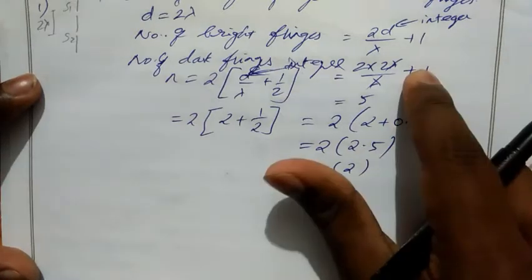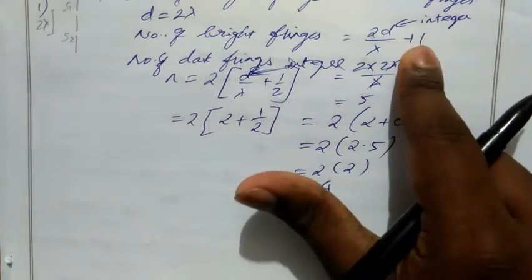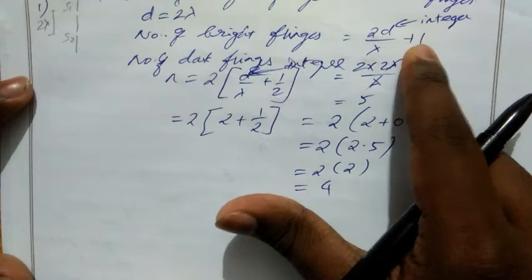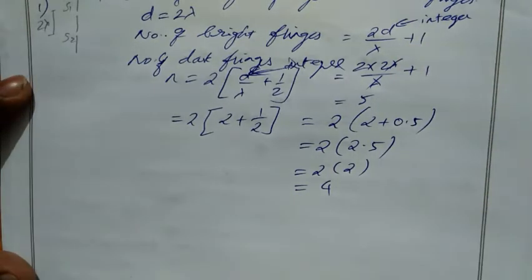Okay, so why will it be 5? Because we have one central bright fringe. That's why one bright value is increased. Total minima will be 4.